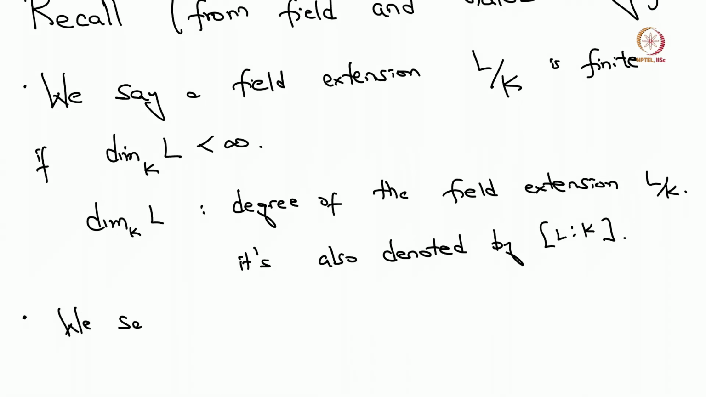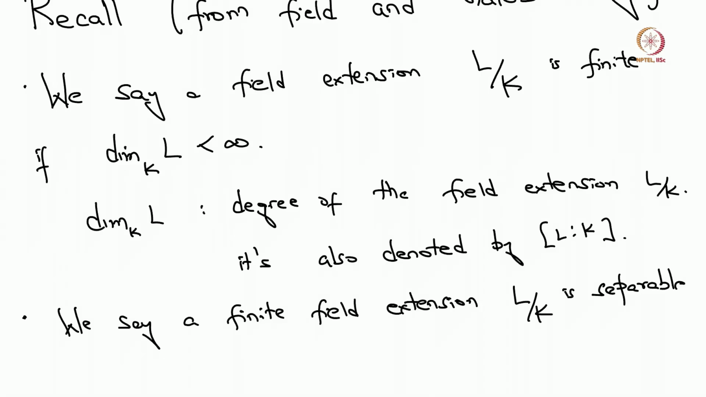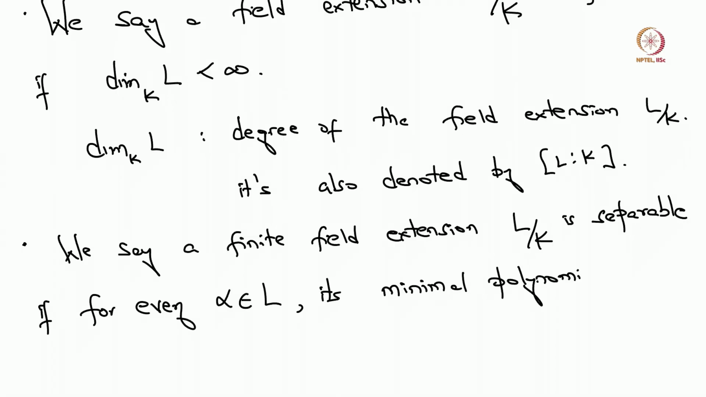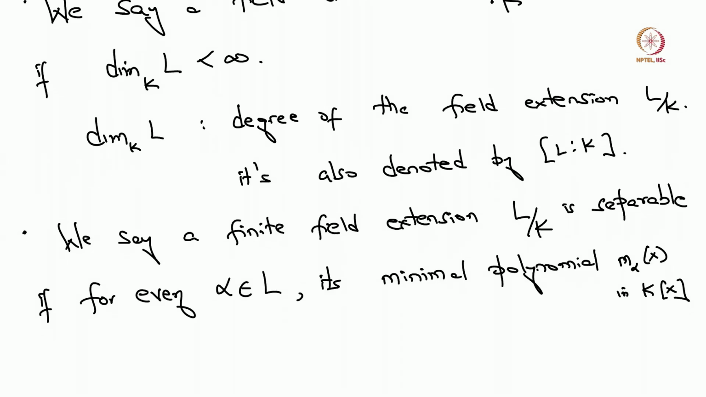And we say a finite field extension L over K is separable if for every element in L, you can look at its minimal polynomial over K, so if you look at its minimal polynomial, that has distinct roots. It has no repeated roots.